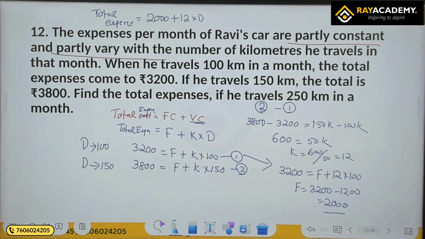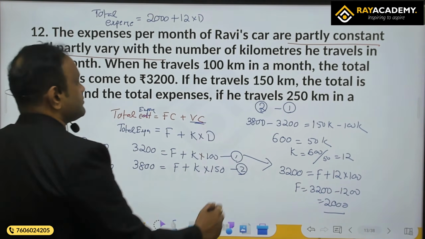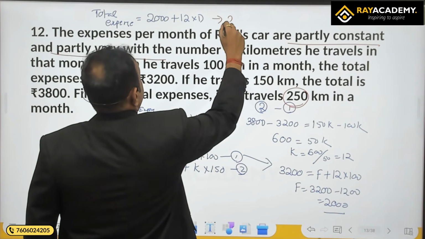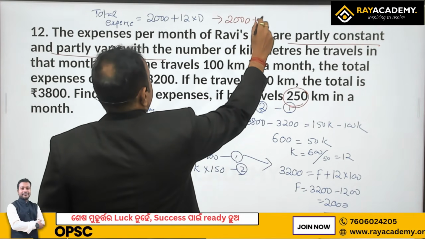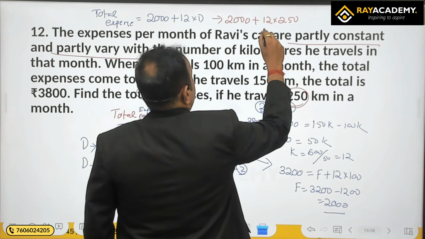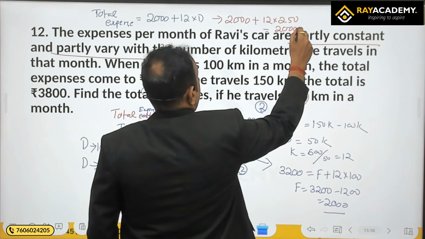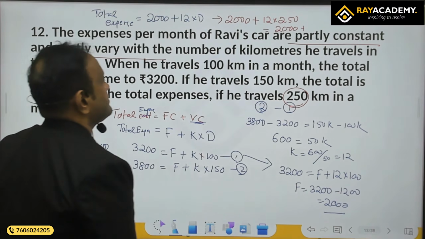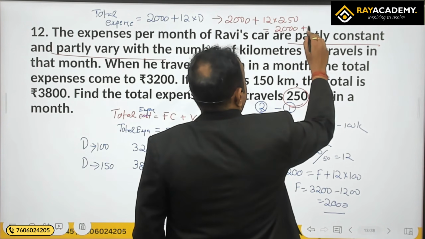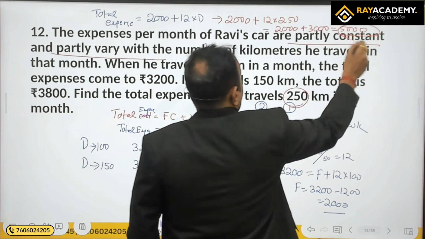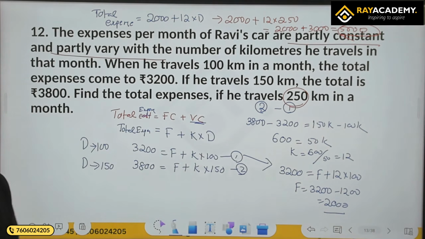Now the question asks: find the total expense if he travels 250 km. So when d is 250, it is 2000 plus 12 into 250. So the answer: 12 into 250 is 3000. So the total expense will be 5000 rupees.